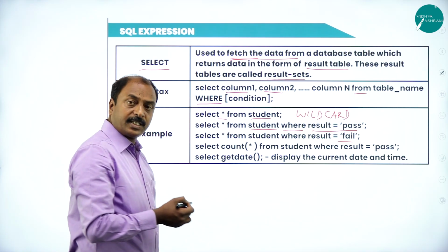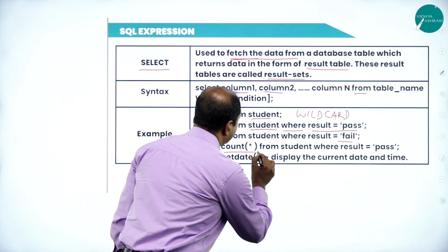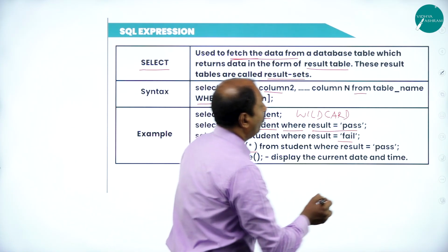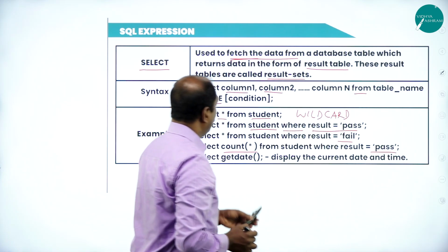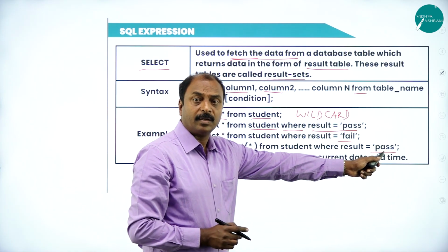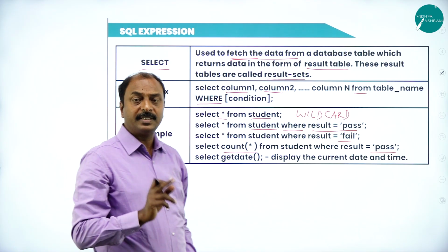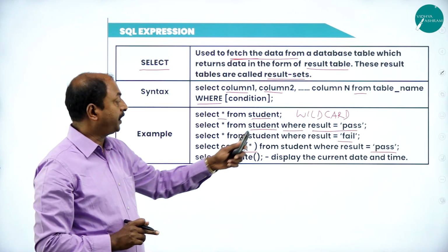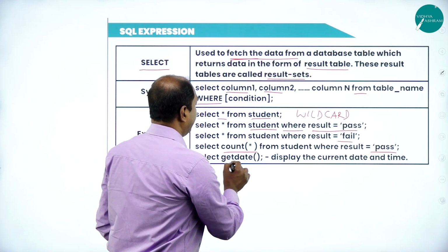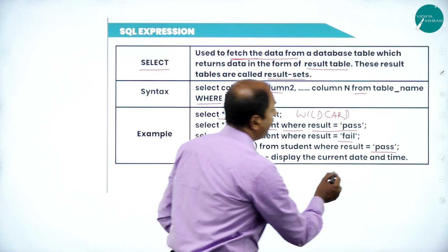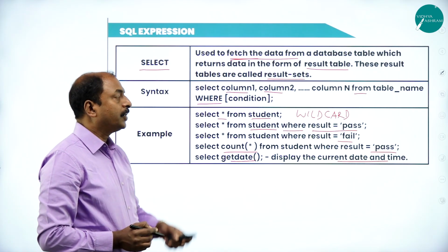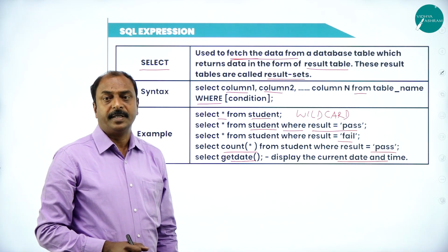And again, next command is SELECT COUNT. This is one more function here, the count function: SELECT COUNT(*) FROM student WHERE result = 'pass'. Here we are using the count function to count the number of students who have passed, and it is going to return an integer value. Similarly, SELECT GETDATE() is another function. It displays the current date and time. So these are all SELECT commands used to fetch the data from a table.